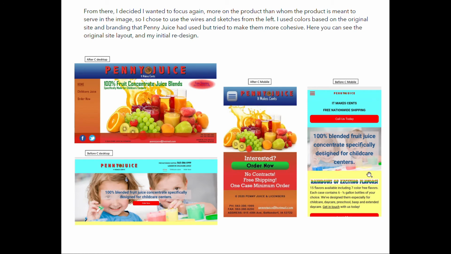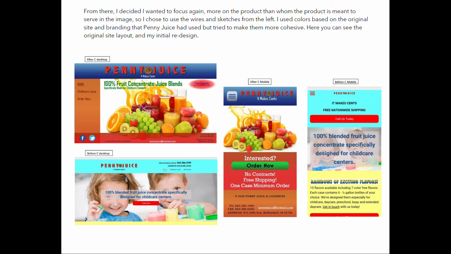So from there I created my designs, and you can see here on the bottom of the desktop site and then to the right, that is the original site that Penny Juice had. That's their layout that they're utilizing. You can see that the image, they put text right in the middle of the image, and it really throws off the feeling as it blocks out the faces of the children with the opaque white background and the dark blue font.